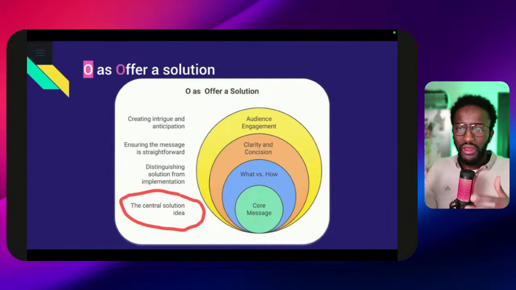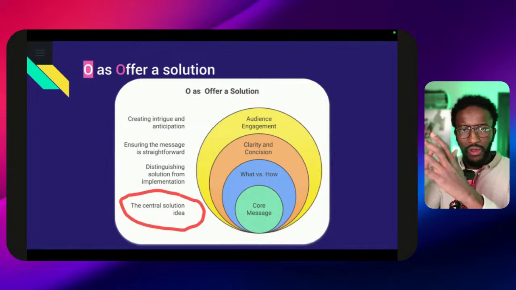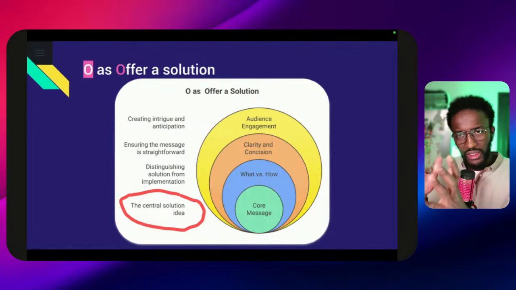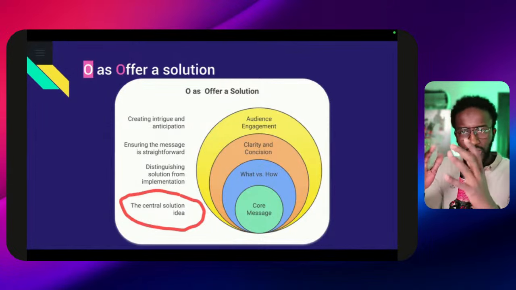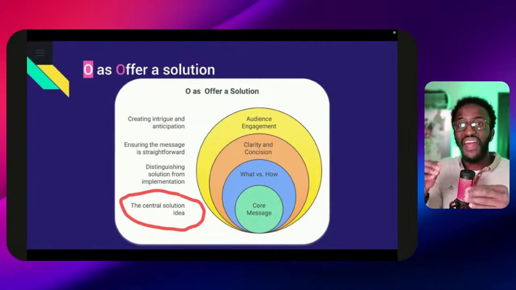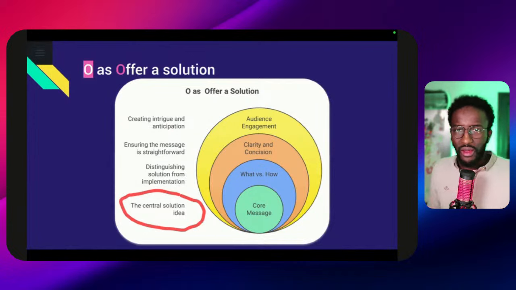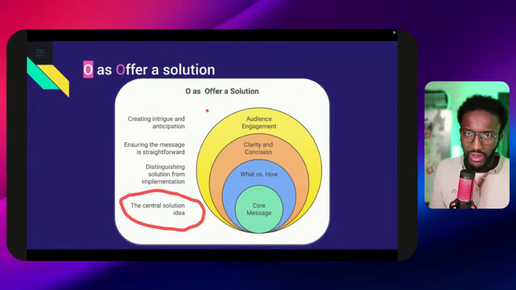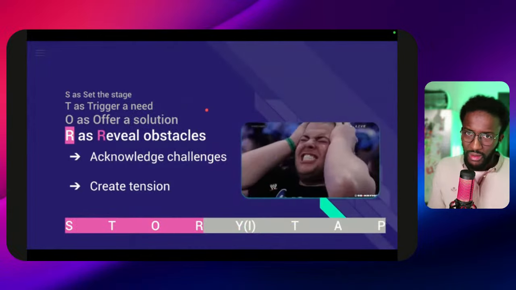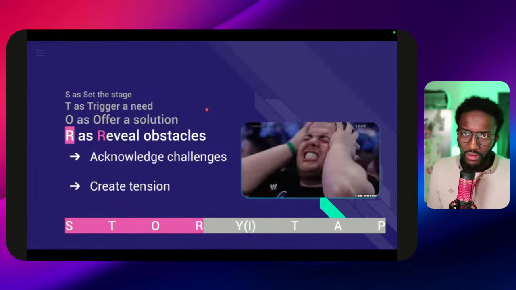In the first step, I have set the stage. We can also take an example of a customer journey. I have set the stage. I have described your world. In trigger the need, I have identified your pain points. And in the third step, this is where I can offer you a solution to solve those pain points. And here it's really important to connect it to the next step, which is step number 4, reveal obstacles. Reveal obstacles is really interesting because there is no story without conflict.